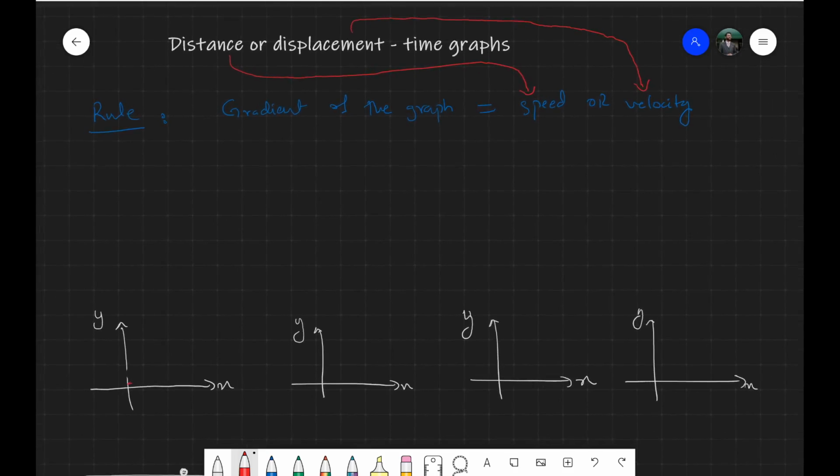Now then, we know that speed does not have direction and it's distance over time, so the gradient of the graph is actually giving us the speed. And since velocity is displacement over time, that is what we are finding from displacement time graphs.